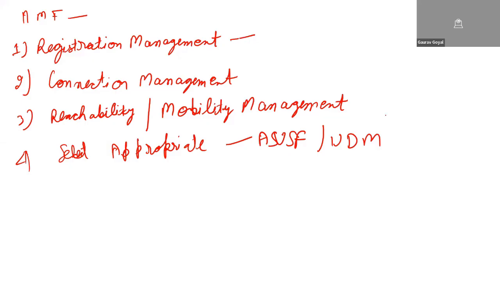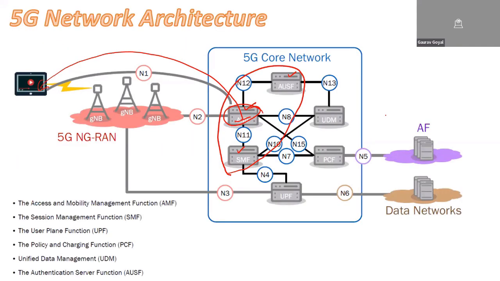So AUSF allows the UE to authenticate itself with the 5G core network. It verifies whether the subscriber is genuine or not. If he is genuine, then he is authorized to access the network. And I have already said that this is a single control plane component that terminates between the access network and UE with the help of this N1 interface, or you can say NAS signaling.